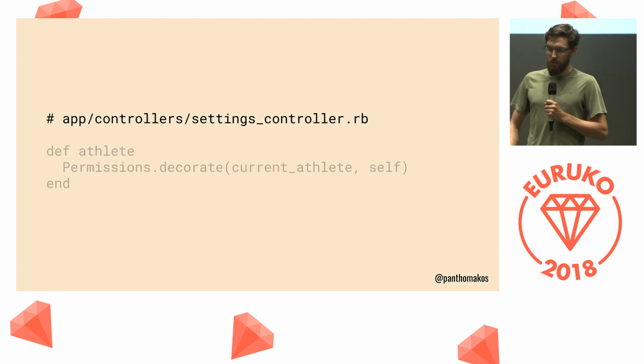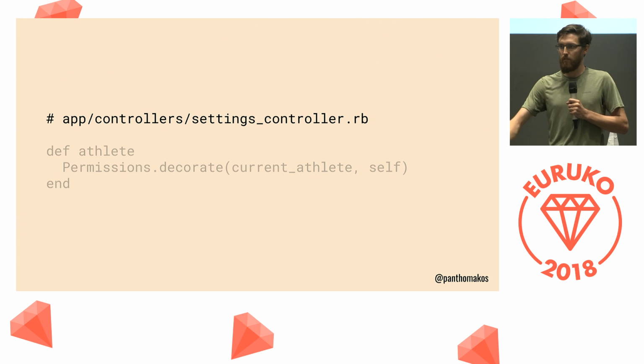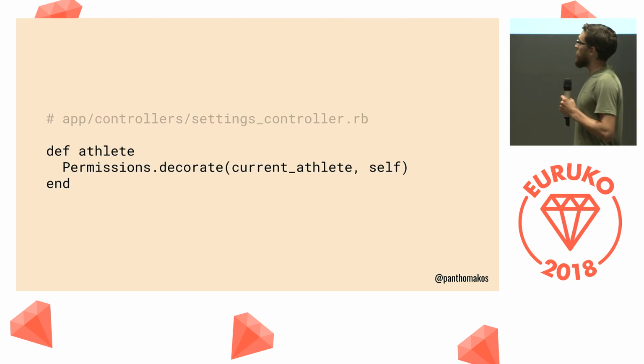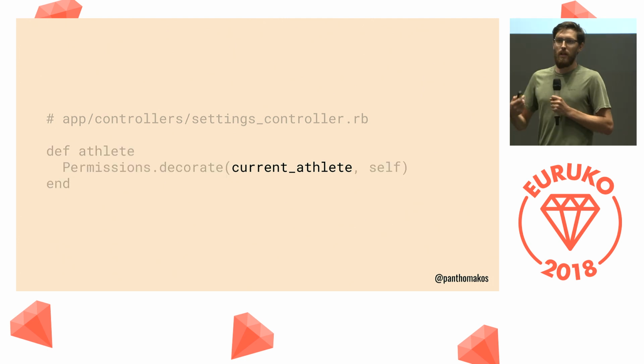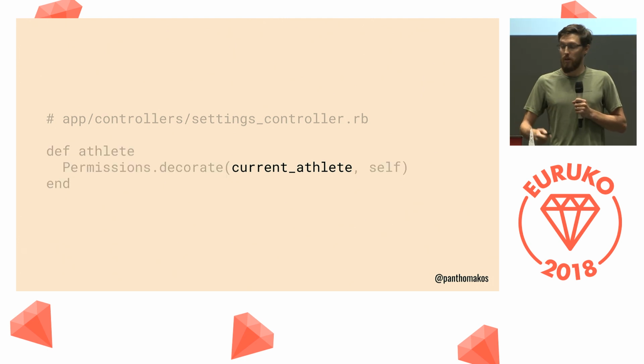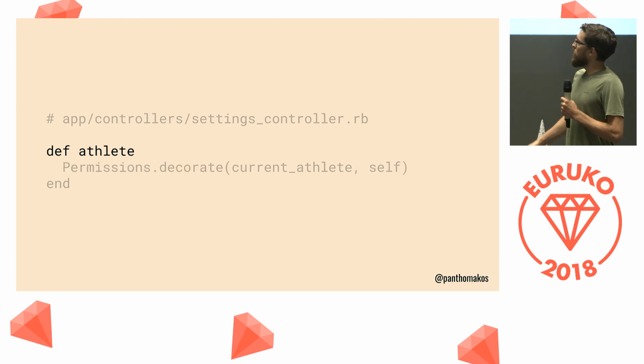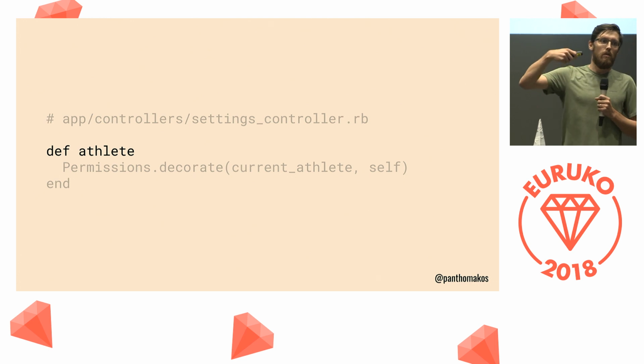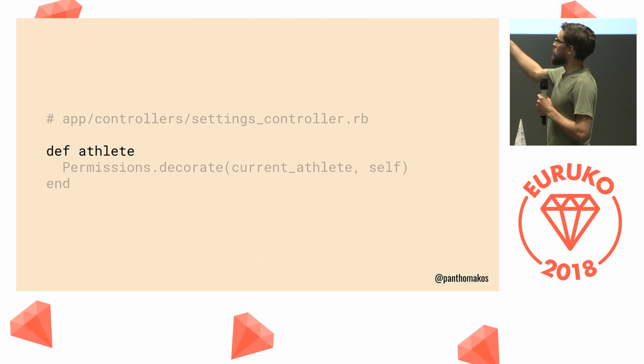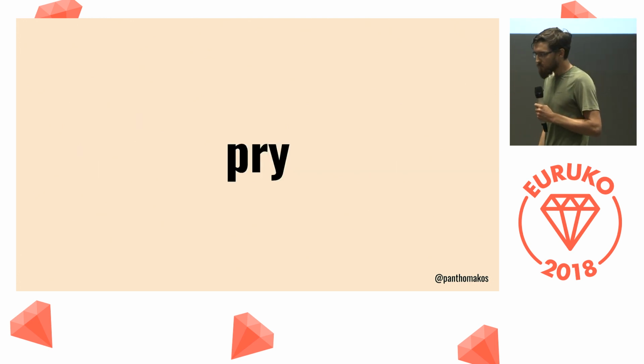And we have this settings controller. It fronts all of these display preference views. And there's an athlete method on that controller. It takes a current athlete. You're only allowed to modify your own preferences, not somebody else's. It wraps it in this sort of permissions decorator. It's not particularly important, but it exposes that athlete to the rest of the controller methods, right? So this is sort of the object that we're operating on.